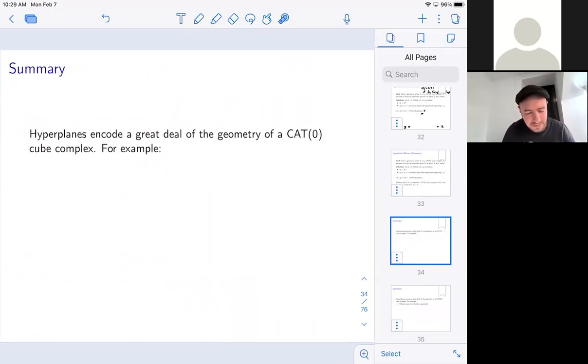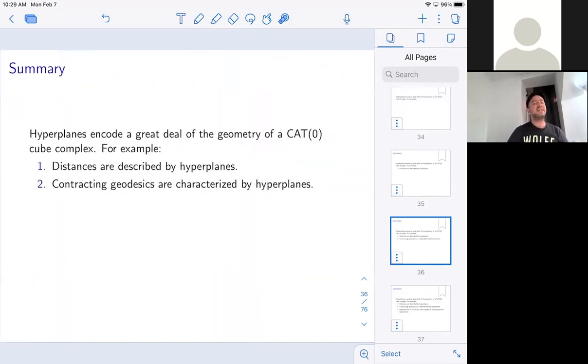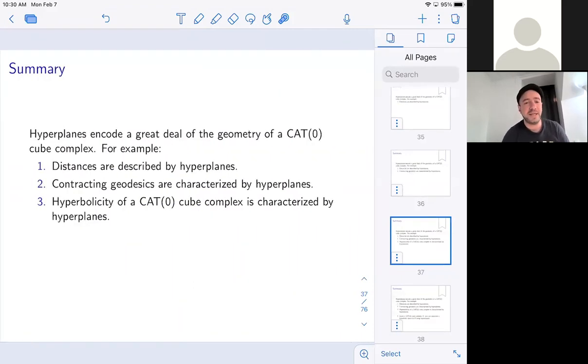So what's the summary? The summary is that I mentioned that there is this theorem of Sageev that tells you can understand anything about cat-zero cube complexes via hyperplanes, and we saw some examples. The first example we saw is that distances can be described purely via hyperplanes. The second example we saw is that constructing geodesics, or they're also called Morse geodesics, if you know those better, Morse geodesics are also characterized via hyperplanes. Whether a cat-zero cube complex is hyperbolic or not is also characterized via hyperplanes.